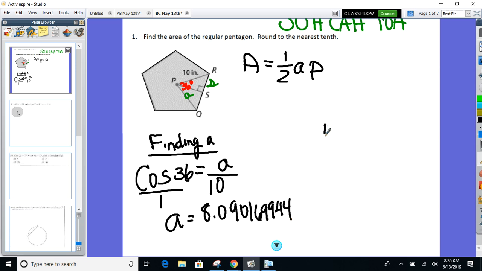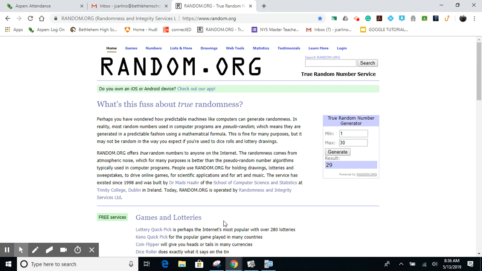Now I'm going to need somebody to find the side. There are really two different ways you could do it. You could keep using SOHCAHTOA, or now that we just found the apothem, you could also use Pythagorean theorem. But make sure you use the full decimal if you're using Pythag. I prefer not to use Pythag here. I'd rather use a little review for SOHCAHTOA.